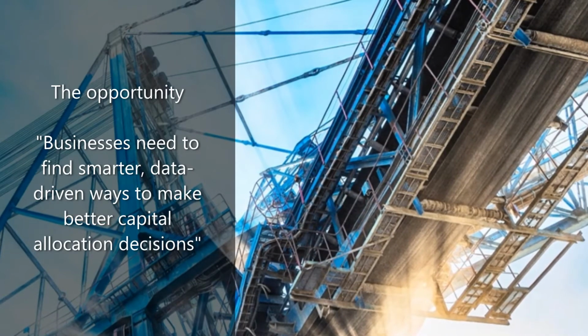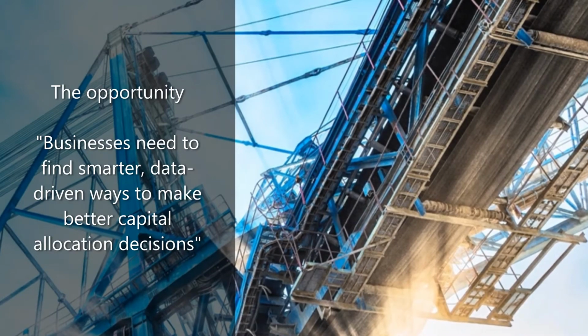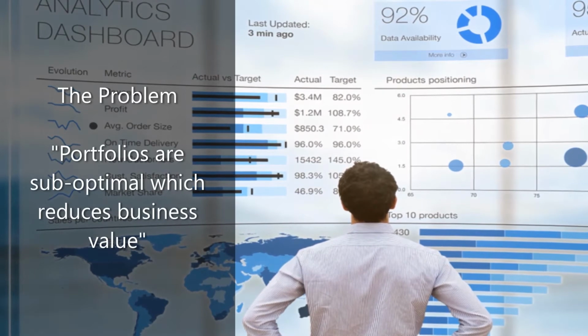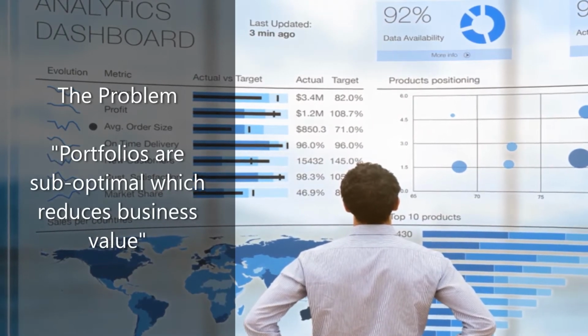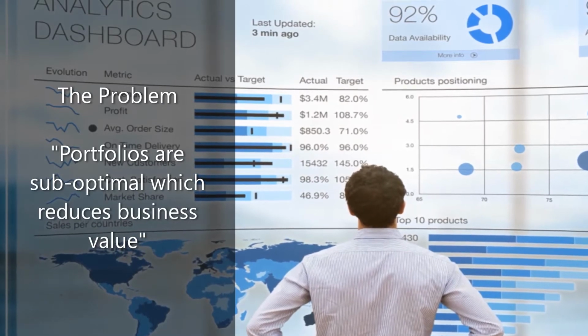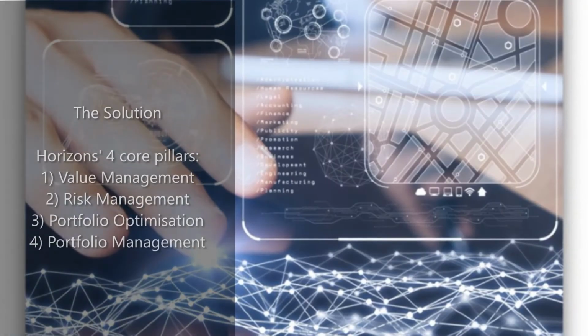Businesses need to find smarter, data-driven ways to make better capital allocation decisions. Research has shown capital-intensive businesses experience the same common problem: that capital project portfolios are suboptimal, which reduces business value.